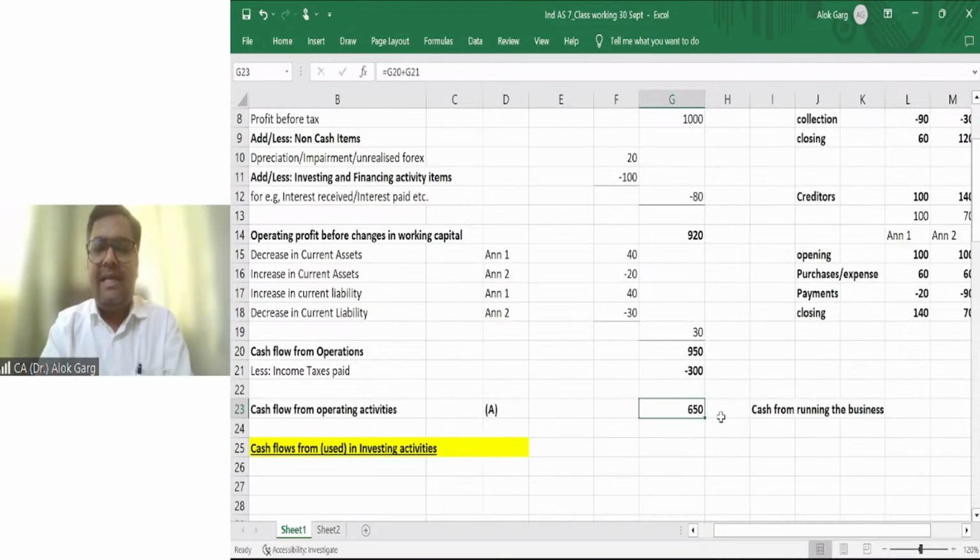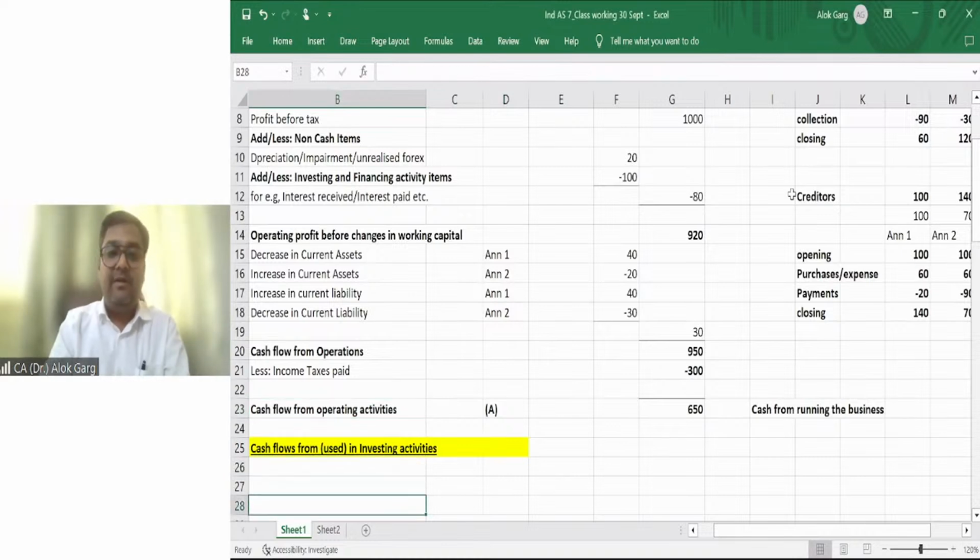So friends, the negative cash flow from the operating activity, is it good or bad? It is not good. It is bad. Negative means even the management is not able to generate the cash which is required to run the business. Okay. So positive cash flow from operating activity is always better.